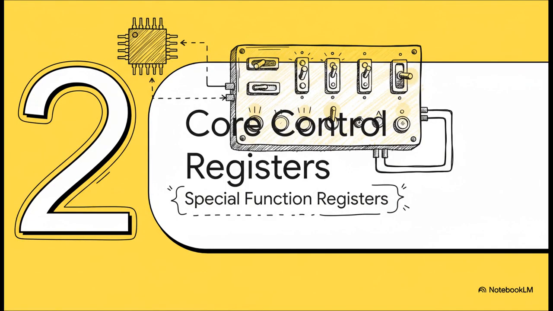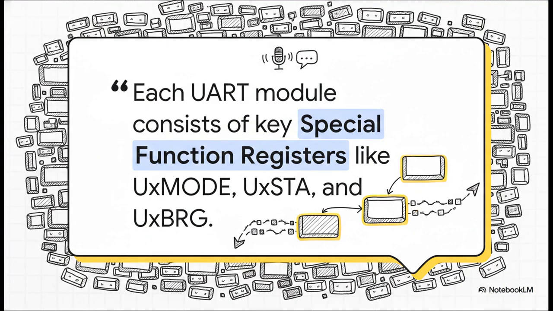So to use any of those cool features, we've got to configure the hardware. And we do that using something called Special Function Registers, or SFRs. The best way to think about these is like the control panel for your UART. And this is where opening up a datasheet can feel, well, a little overwhelming. You see a massive list of registers, and it's easy to get lost. But here's the good news. To get a basic Hello World working, you really only need to get comfortable with 3 of them. We're just going to focus on UxMODE, UxSTA, and UxBRG.